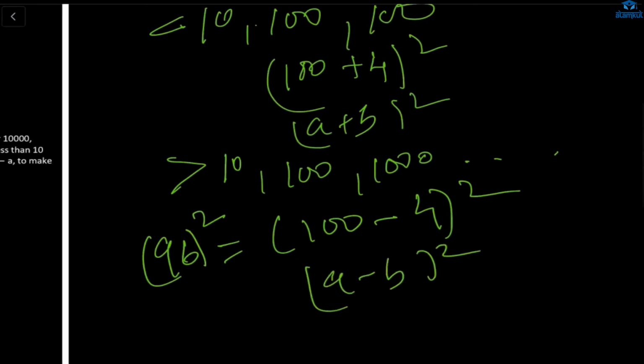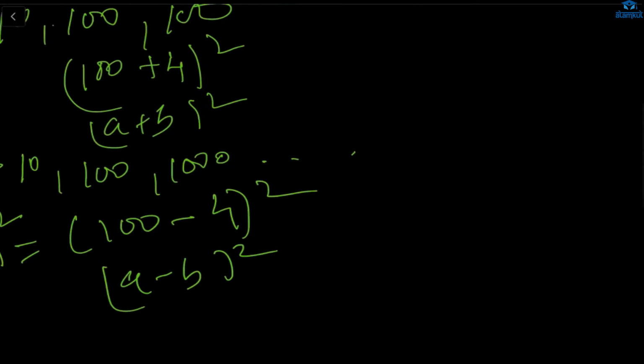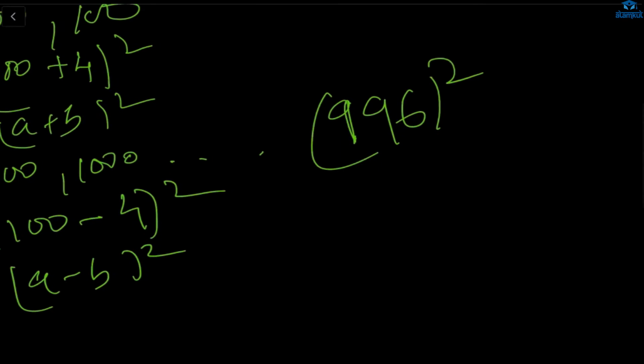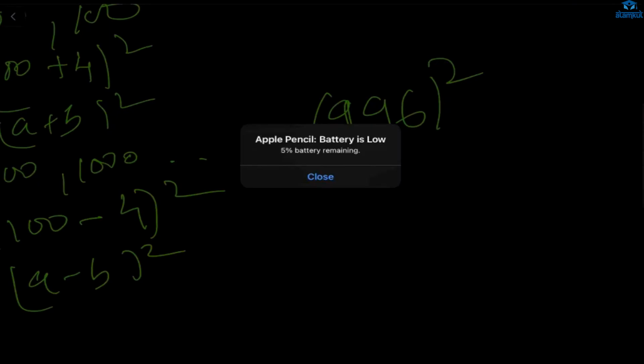Okay, so in fact, in your day-to-day life also, if you get something with a very big value and you need to find the square of that, you can use this method. That's why these identities exist. Like if somebody asks you what will be the value of 996 whole square, or in some way you need to find out the value of 996 square, just multiplying 996 with 996.